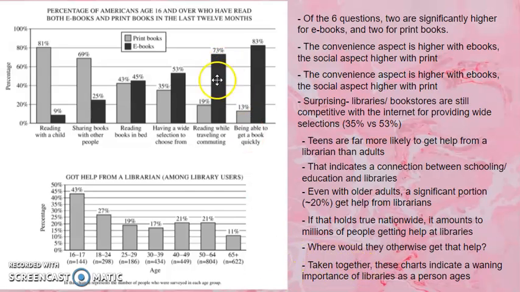Taken together, right, I can synthesize the information from both of the charts. Taken together, those charts indicate a waning importance of libraries as a person ages, right? When you're a child, it seems to be really important. When you're working, you're traveling, commuting, not so much. When you're a teenager in school, important. When you're in your adult years, not so much.